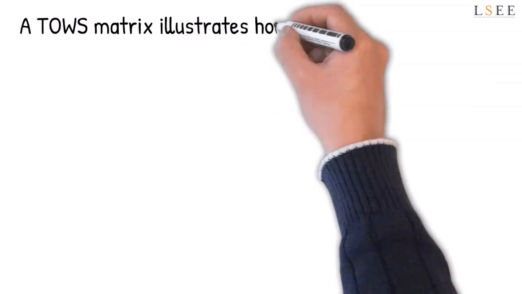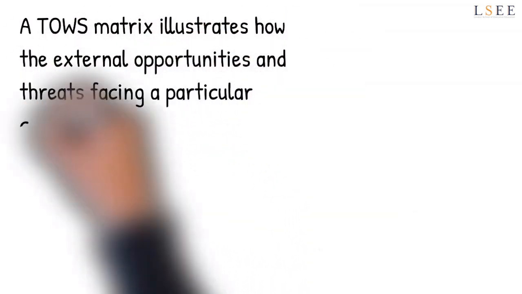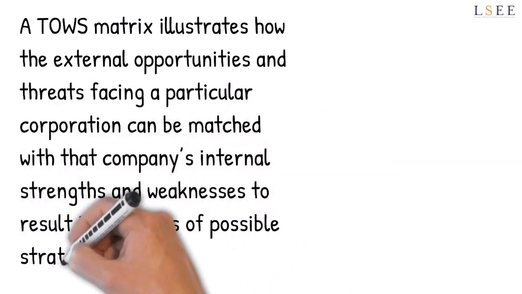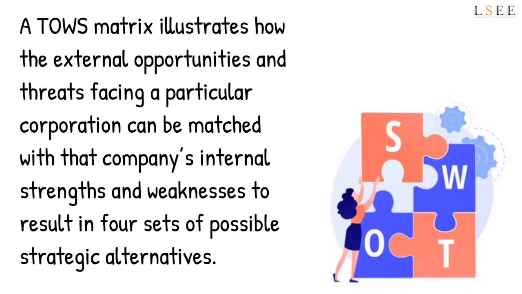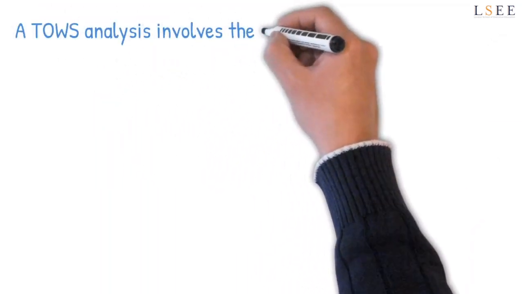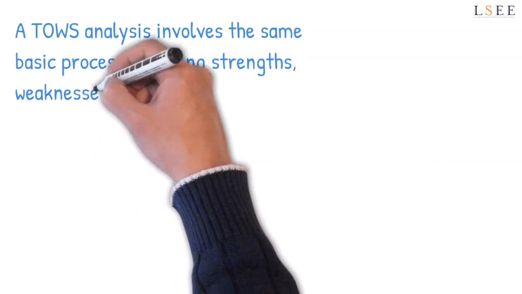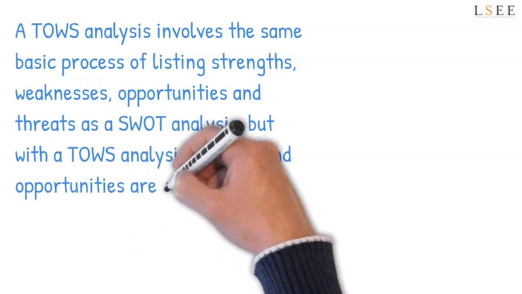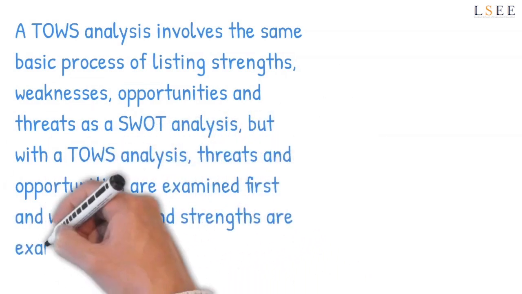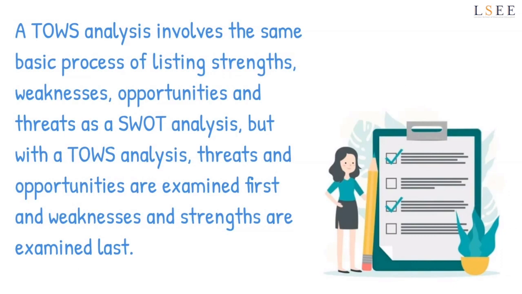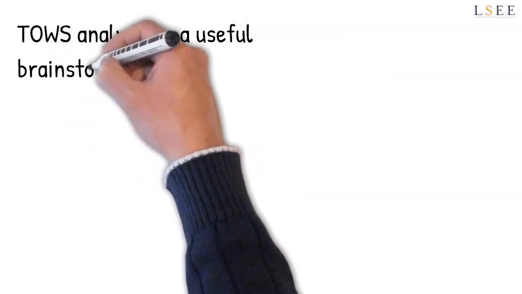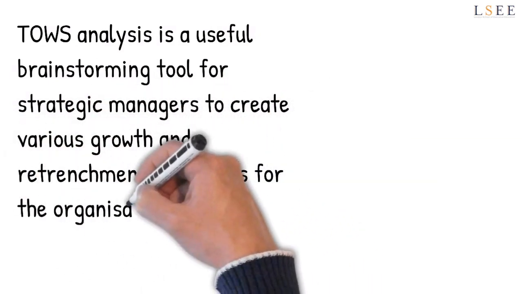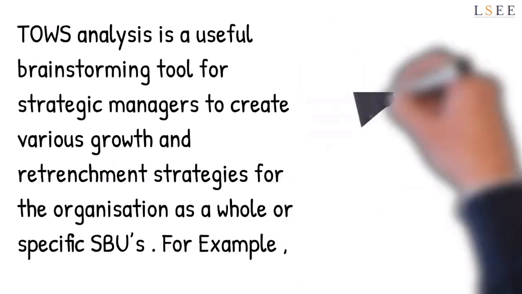A TOWS matrix illustrates how the external opportunities and threats facing a particular corporation can be matched with that company's internal strengths and weaknesses to result in 4 sets of possible strategic alternatives. A TOWS analysis involves the same basic process of listing strengths, weaknesses, opportunities, and threats as a SWOT analysis, but with the TOWS analysis, threats and opportunities are examined first and weaknesses and strengths are examined last. TOWS analysis is a useful brainstorming tool for strategic managers to create various growth and retrenchment strategies for the organization as a whole or specific SBUs.